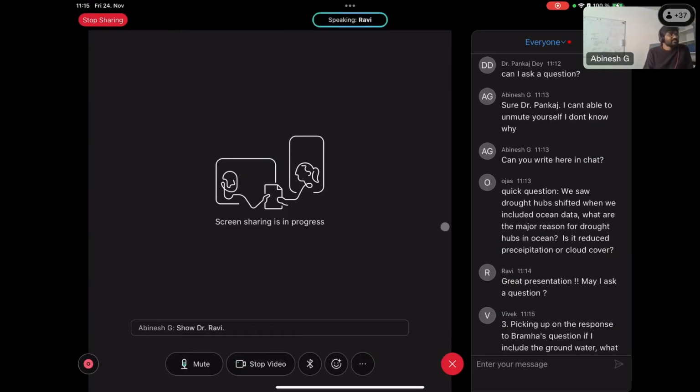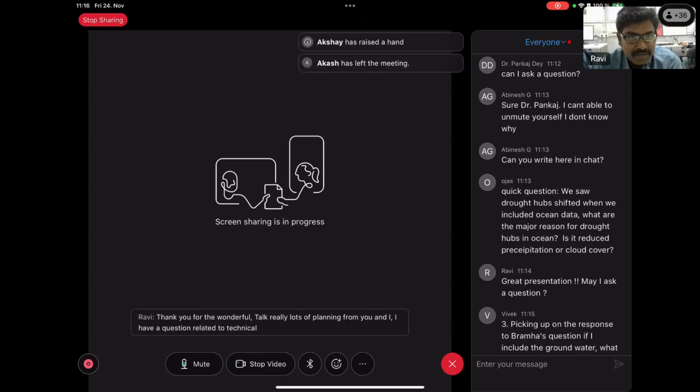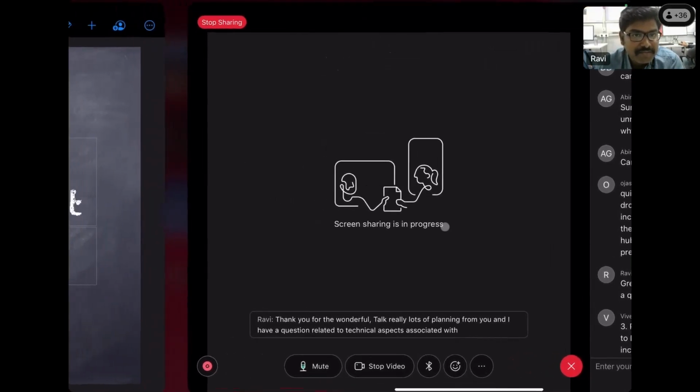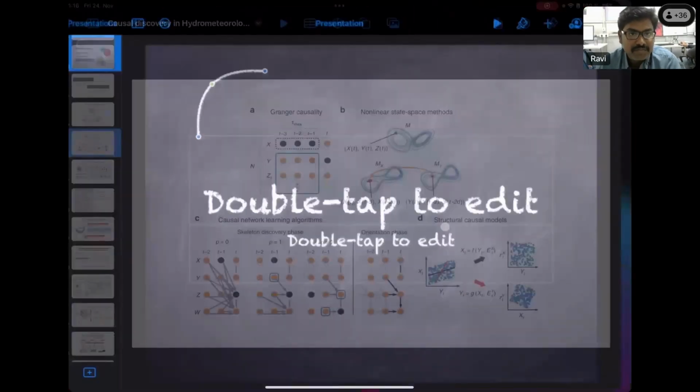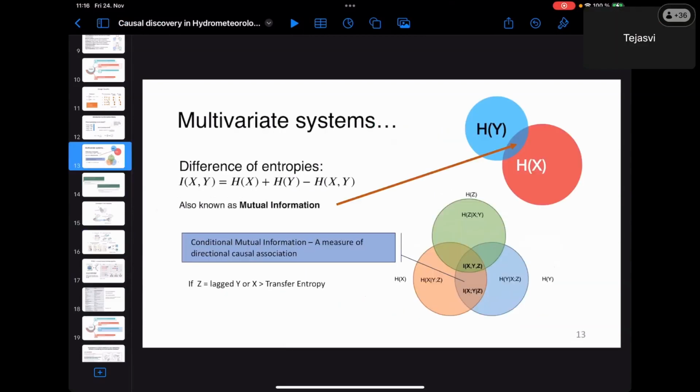Thank you, Tejasvi, for the wonderful talk. Really, lots of learning from you. I have a question related to technical aspects associated with information theory. When we have these two variables, we have this concept of binning, right? Yes. For two variables, how did you manage to find the optimal bin width for both variables? There is a thumb rule for that. Square root of number of data points available and something to do with the dimensions. I don't recall. I can send it to you.